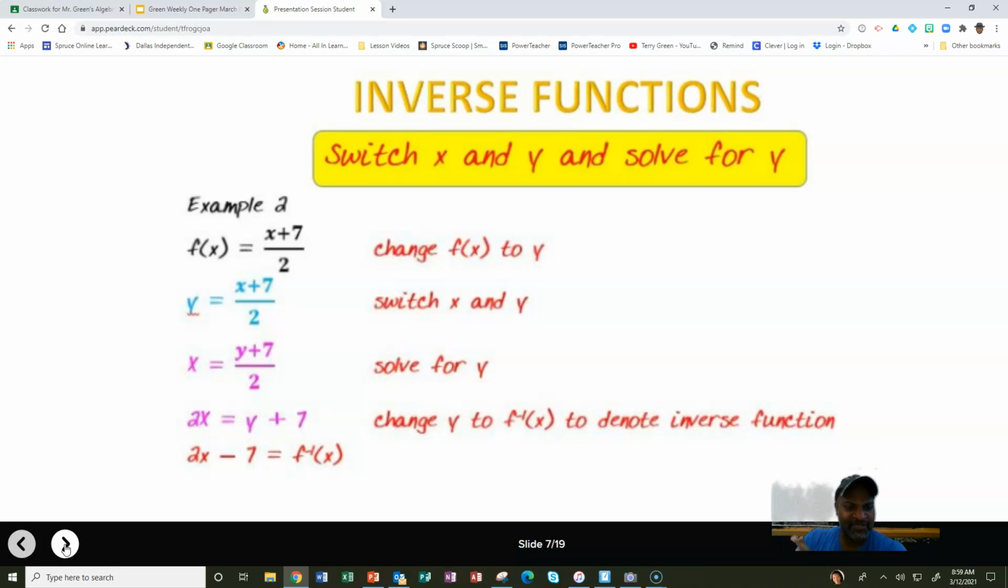All I'm doing is just basically reading off the examples. So look at the example. Look what we did to the f of x. See how we switched it? And then we just solve for y.